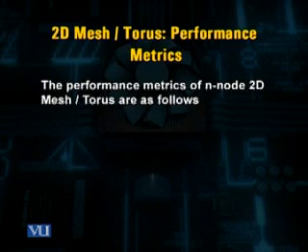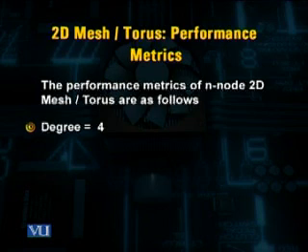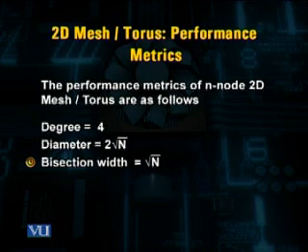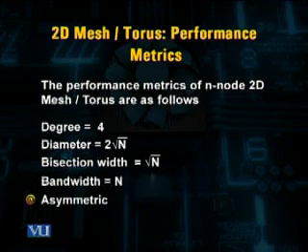The performance metrics of an n-node 2D mesh or n-node 2D torus are that its degree is equal to 4, diameter is equal to 2 times square root of n, the number of nodes, bisection width is equal to square root of n, the bandwidth is equal to n, and the structure is an asymmetric structure.